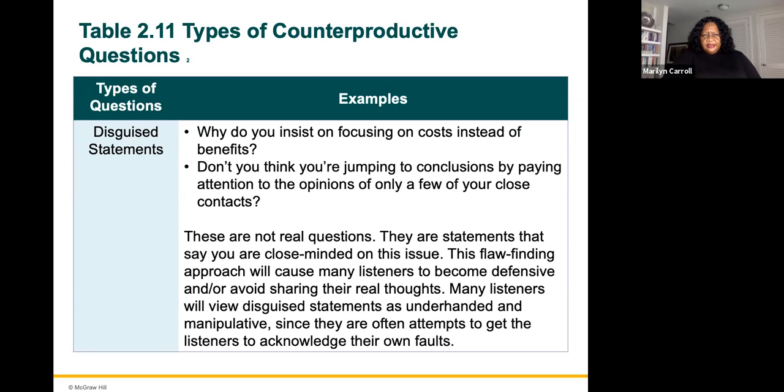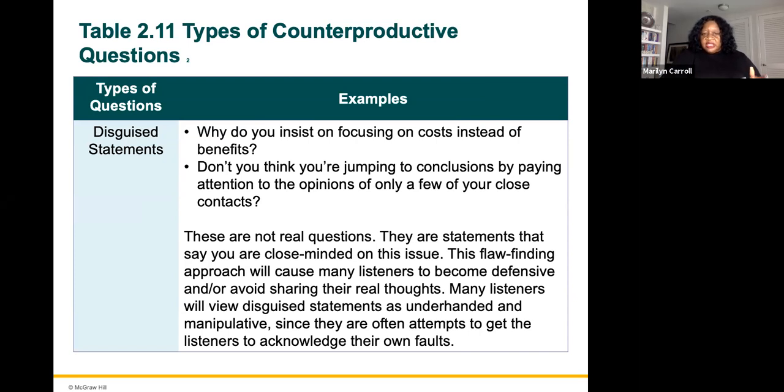Disguised statement. Oh, this is a good one. Now, why do you insist on focusing on costs instead of benefits? Or don't you think you're jumping to conclusions by paying attention to the opinions of only a few of your close contacts? These are not real questions, guys.